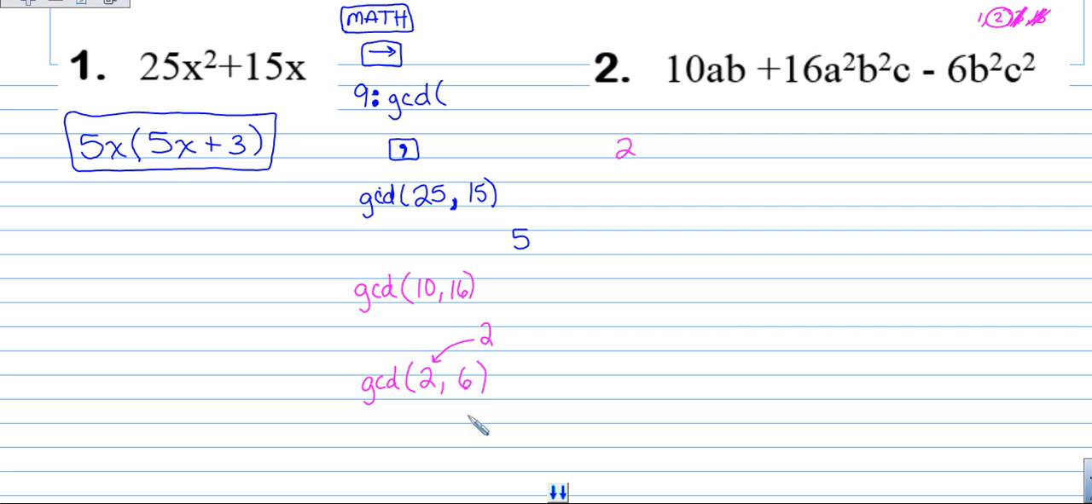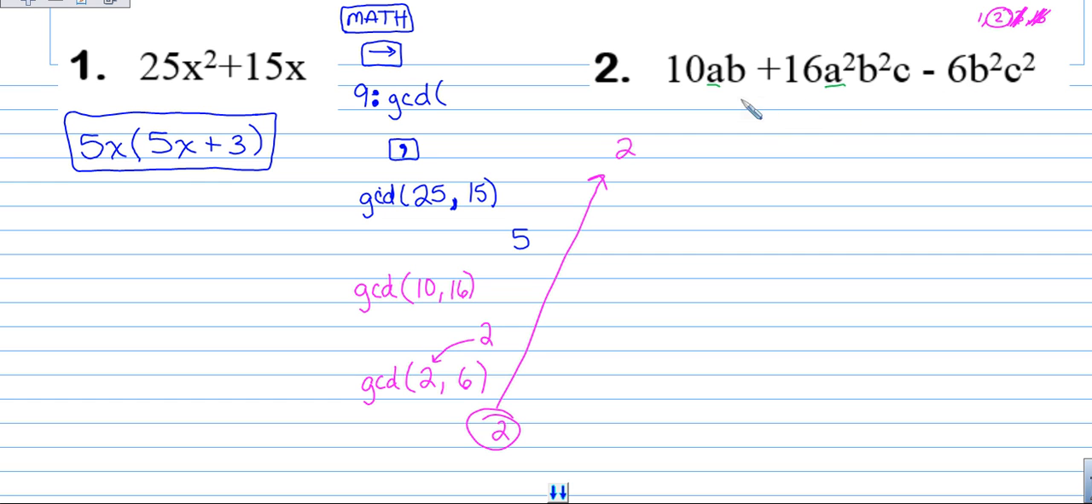Just put the number in, and when you do the GCD of 2 and 6, you'll get 2 again. So 2 basically becomes our GCF. Okay? So now we're going to go through and look for the letters. Do they all have an A? Well, there's an A, there's an A. This one doesn't have an A, so we can't take out an A. They all have to have it.